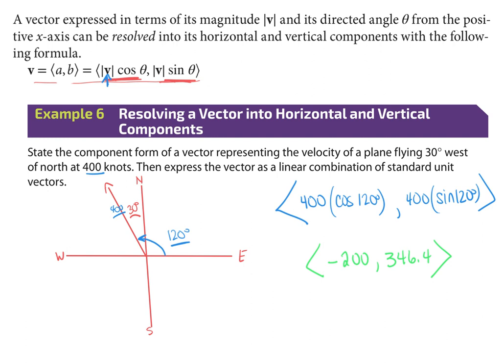It also said, once we find it, express it as a linear combination in unit vectors. Remember, unit vectors is with the i and the j. So you're pretty much there, -200i plus 346.4j. That is the approximate combination for this vector.